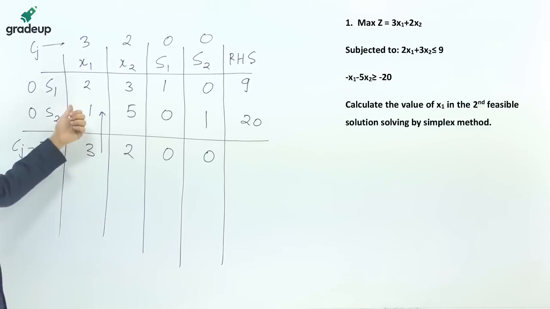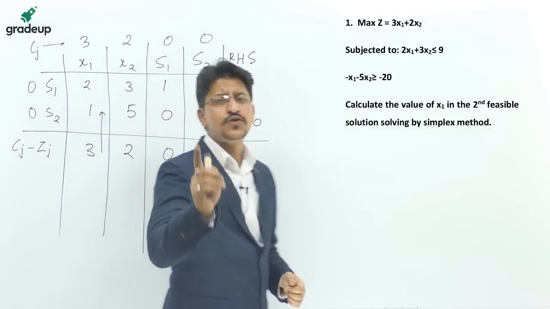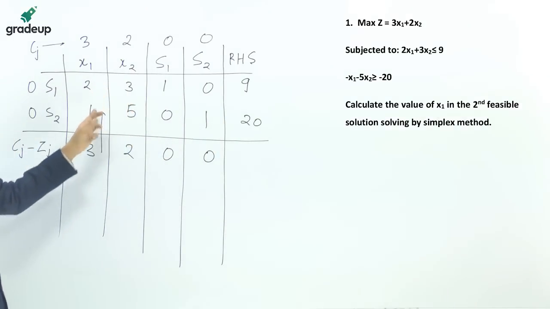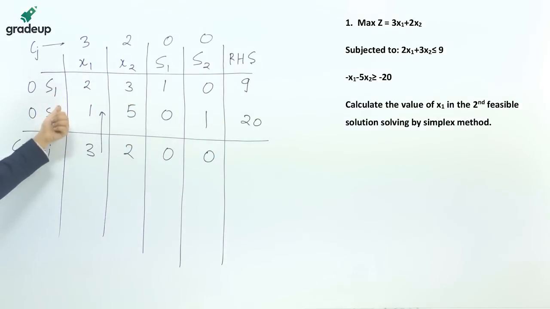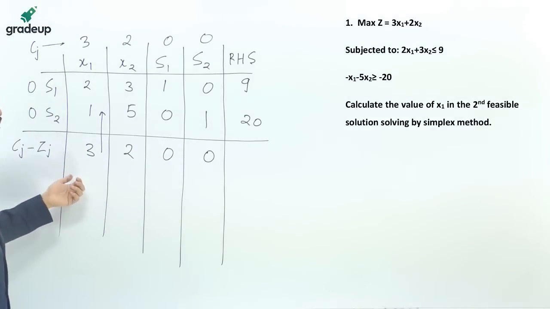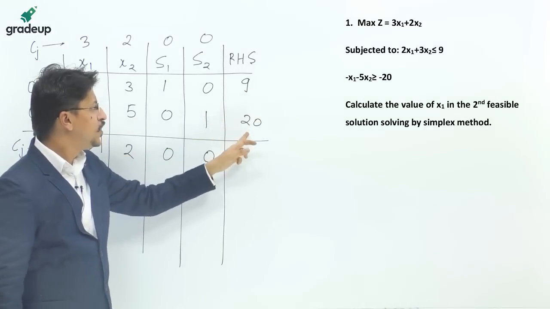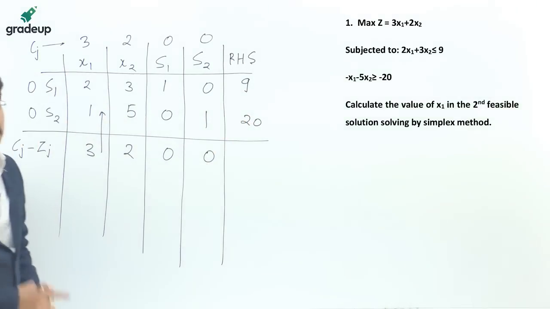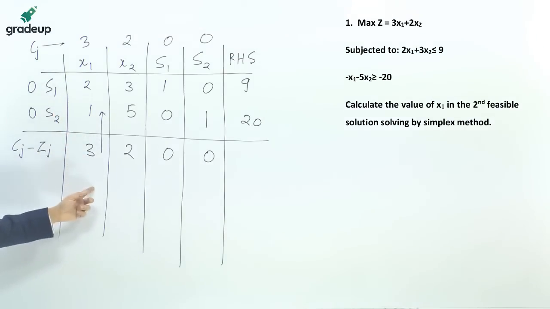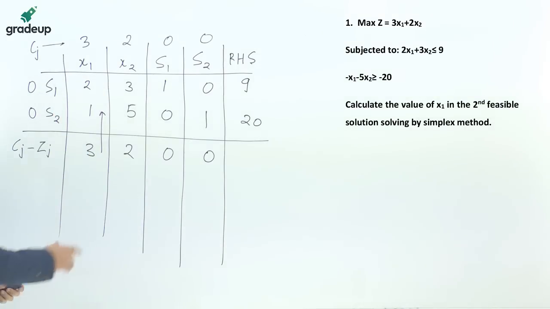Because in the first iteration we have considered S1 and S2 as the basic variables, but now because x1 has to enter the basis, either S1 or S2 will leave the basis. How will we find it out? We will divide both the RHS values by the corresponding values of the entering column.